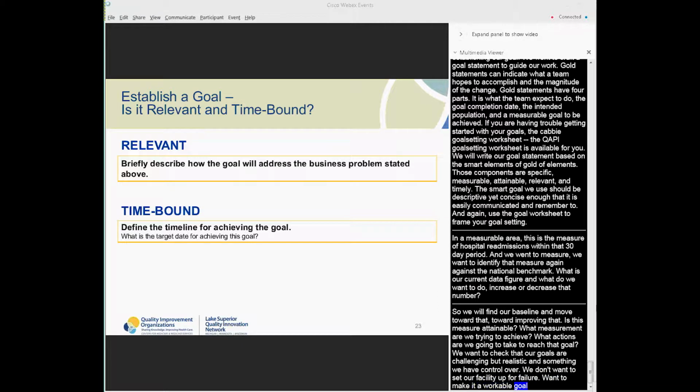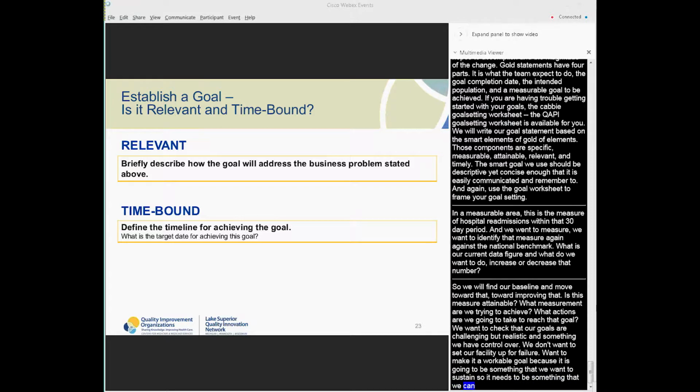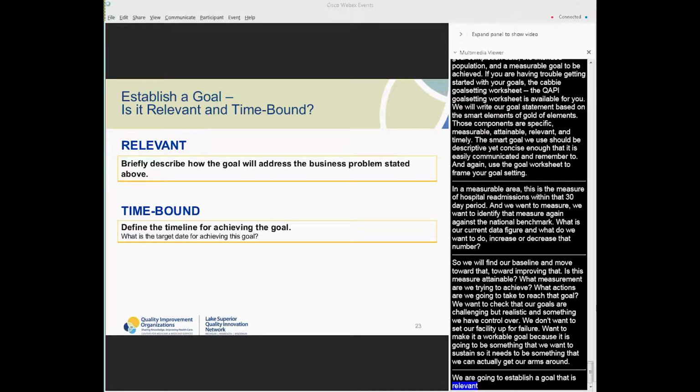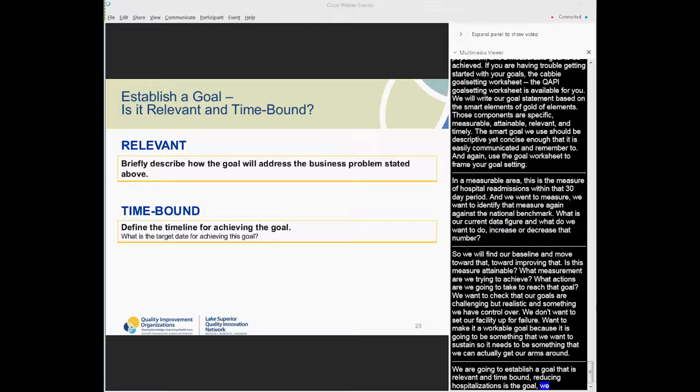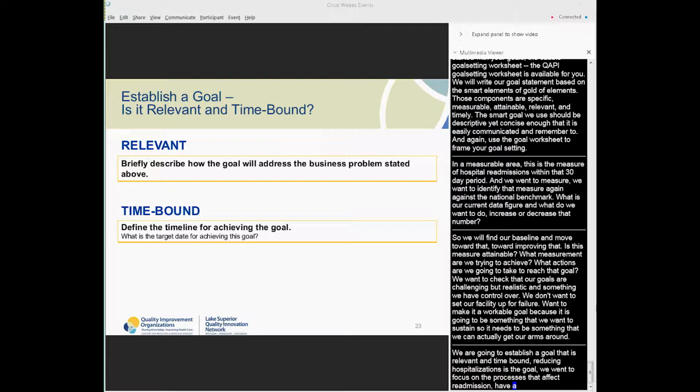We're going to establish a goal that is relevant and time-bound. Reducing hospitalizations is the goal. We want to focus on the processes that affect readmission. Have a time frame for goal accomplishment to encourage completion of the work, and then free your team up to move into the next improvement phase.